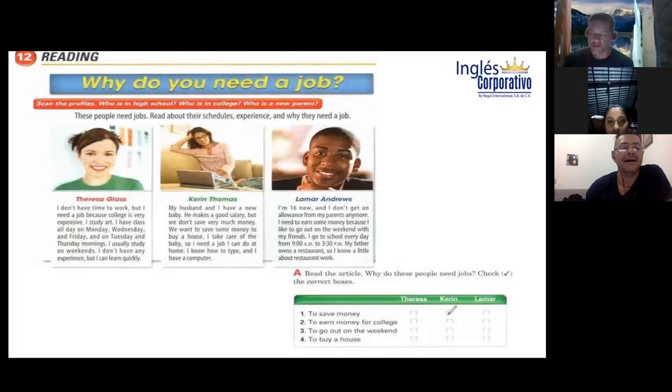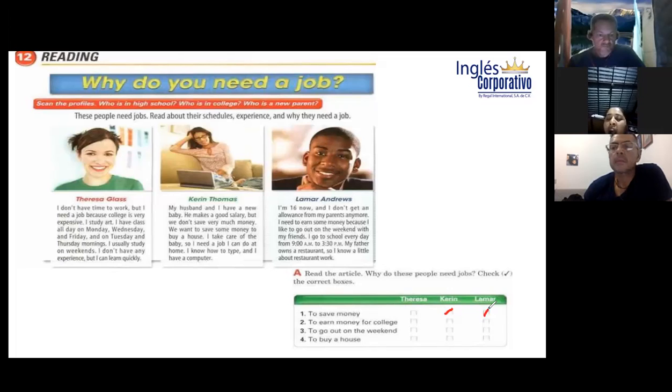Una pregunta. ¿Qué quiere decir la palabra save? Porque yo entiendo ahorrar. Que salvar. Ahorrar. Ah, o ahorrar. Gracias. Entonces sería Karen. ¿Alguien más necesita? Karen Thomas and Lamar Andrews. Yes, porque necesita salir, right? He needs, yes. I need to earn some money. And okay.